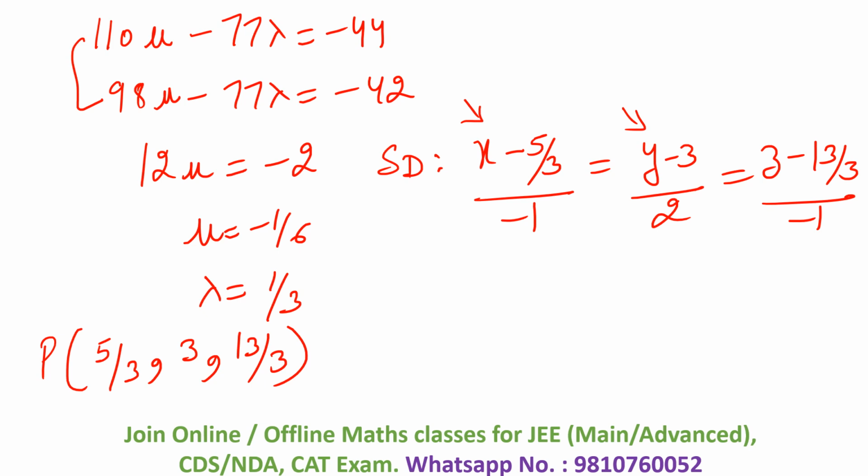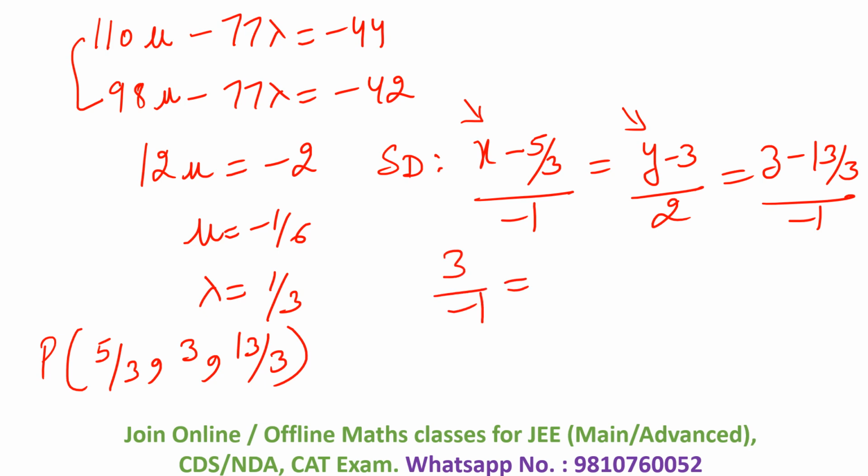Now we move to the third option. Here, when I put x as 14 upon 3, now the first value becomes 14 minus 5, which is 9. 9 divided by 3, which is 3. And 3 upon minus 1. This becomes the first value.